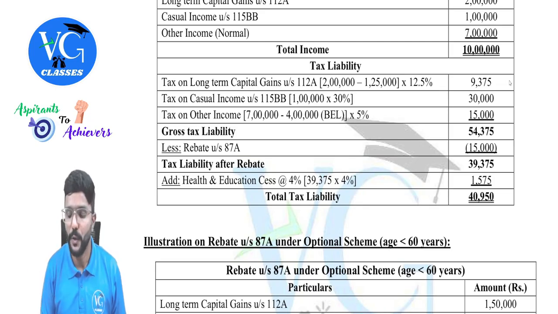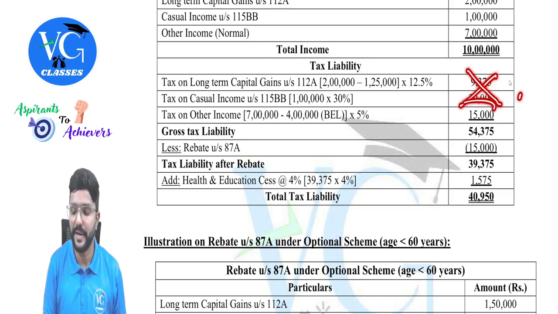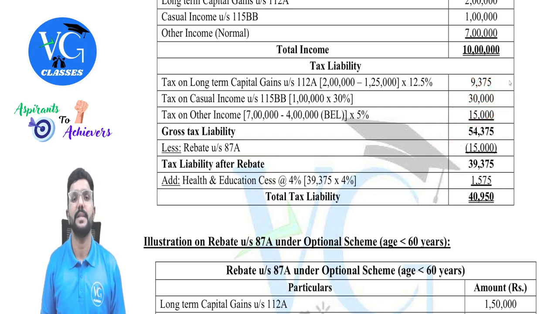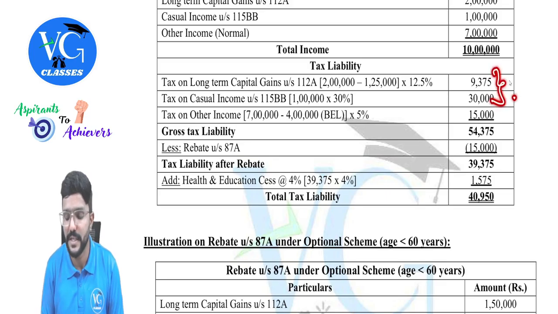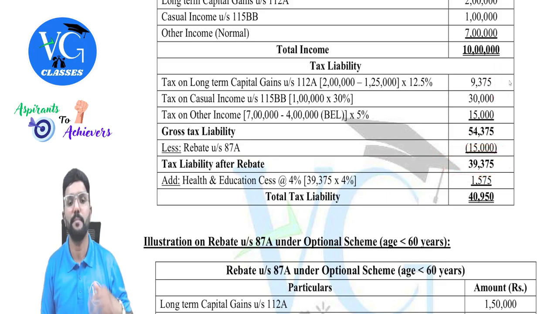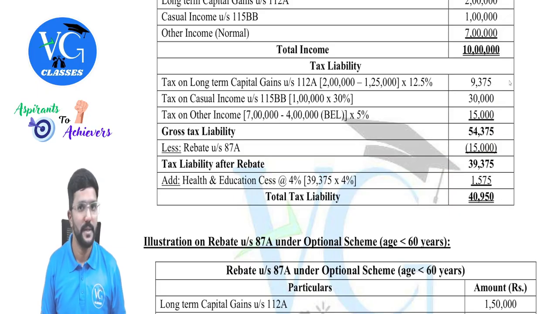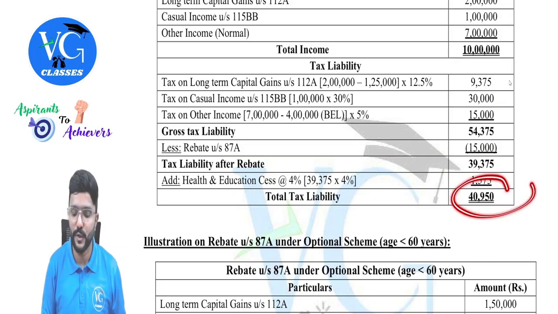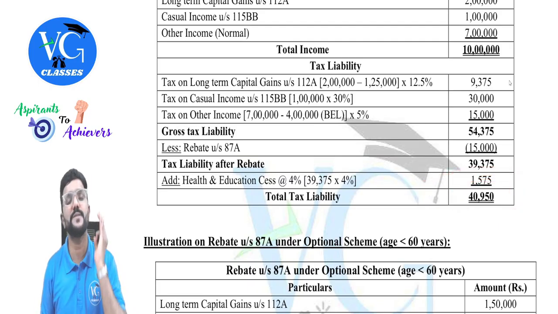No, sorry. No rebate is available against the tax payable on special incomes, guys. So what is the maximum rebate available? 15,000. That is the tax on normal income. Remaining 39,375 has to be paid plus 4% cess. So the total tax liability comes to 40,950.